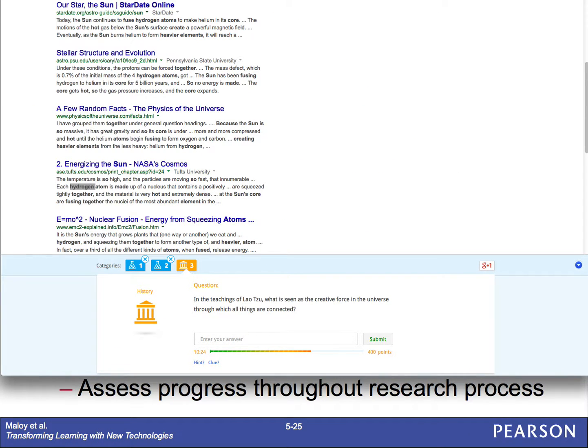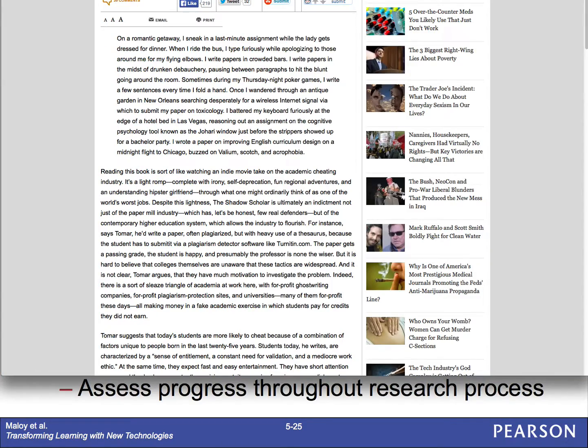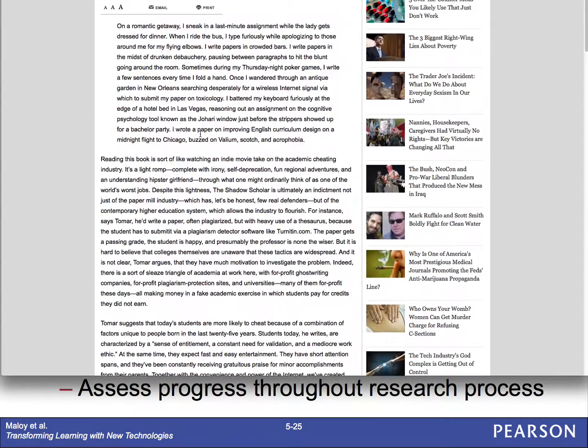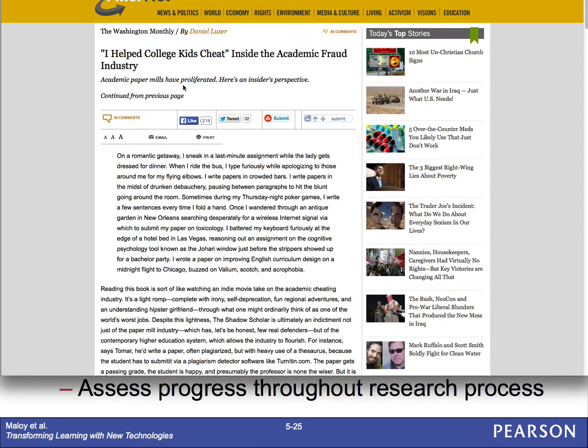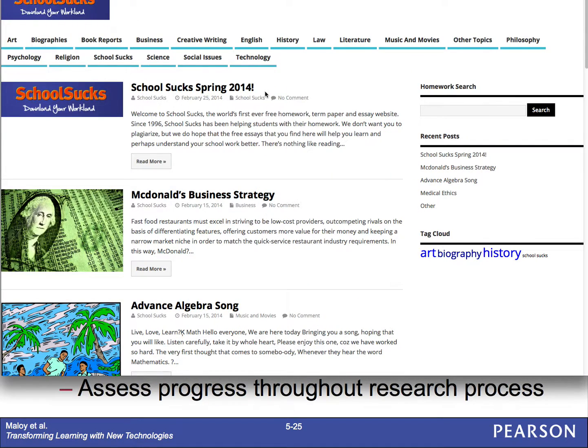Now there are different things out there. This article talks about how I helped college kids cheat, inside the academic fraud industry, and there are things called academic paper mills, and you can go there and buy papers. And this guy was talking about his company called SchoolSucks.com. You go to SchoolSucks.com, you can literally get any paper you want.